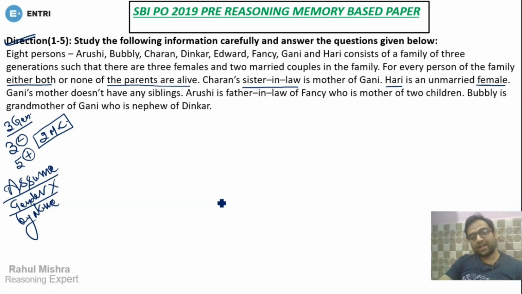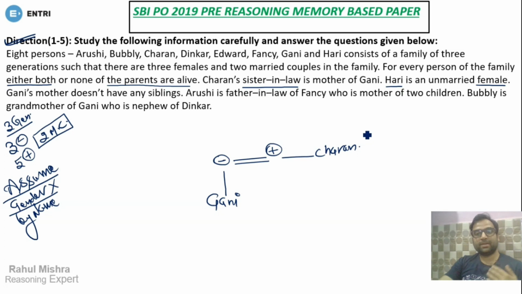Okay, so let's make the family tree. Suppose there is Gani, and upside will go his mother or her mother, and if anybody has a parent, then both persons should be alive. So his father or her father will also be there, and this person will be the sibling of Charan. Now who is Charan? Charan can be male or female, depending upon the condition which will be left. Now we have plotted these two lines completely.